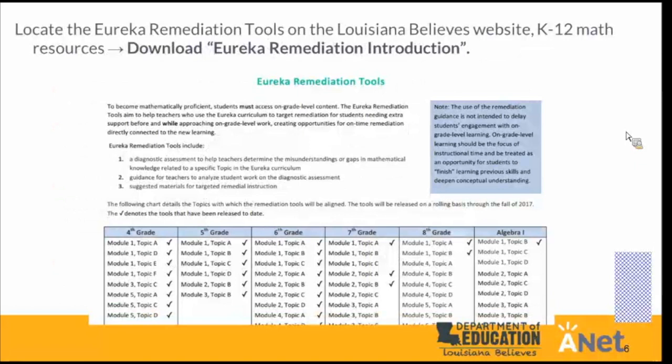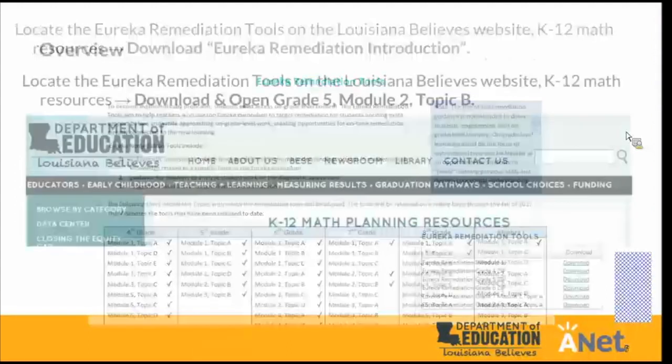Yesterday we looked at the introduction and it showed us all the tools that are going to be created this year. So again, since these are for prioritized topics, we don't see one for every single module or every single topic, but the LDOE selected the topics that had the most critical foundational skills and ones they'd heard from teachers that students usually struggled with. And so we have a diagnostic and remediation to help us with those.